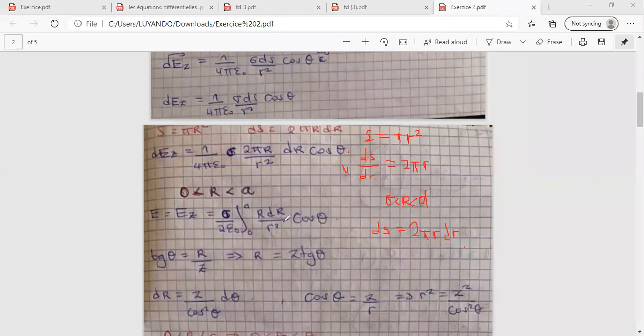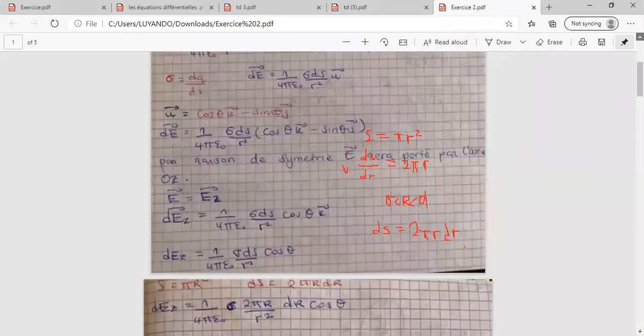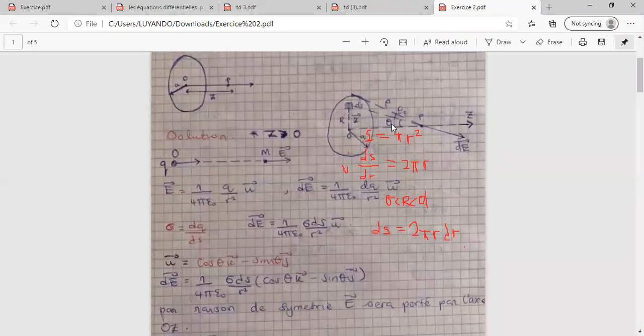And then now I'm trying to change r and dr in function of theta. So I'm trying to find small r and big R in function of theta. Small r, which is my radius. So I'm going to have tan theta is equal to r over z from our diagram. So my diagram, here I have what I have here.